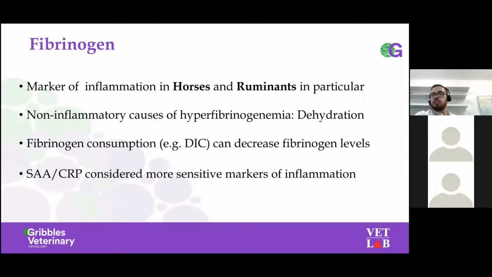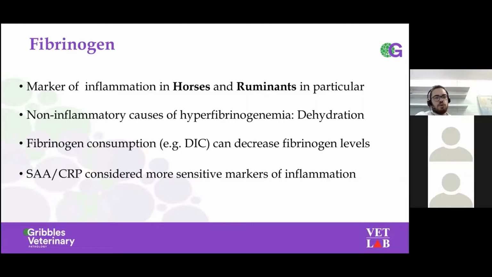So fibrinogen is probably the most commonly used acute phase protein at the moment, or maybe the one that people are most familiar with. It's typically mostly been used as a marker of inflammation in horses and ruminants, given the difficulties in interpreting their leukograms, as I mentioned previously. Fibrinogen production increases in response to inflammation and is itself an acute phase protein.